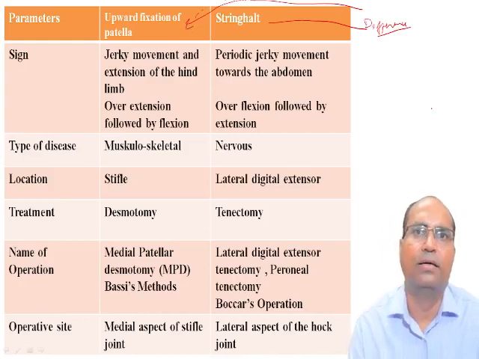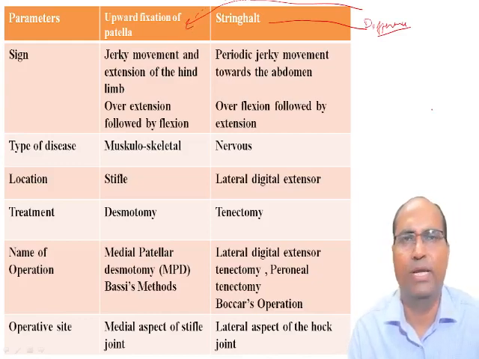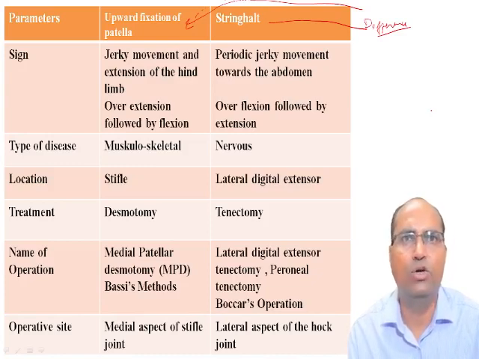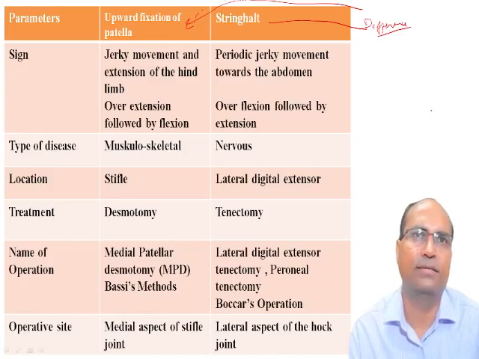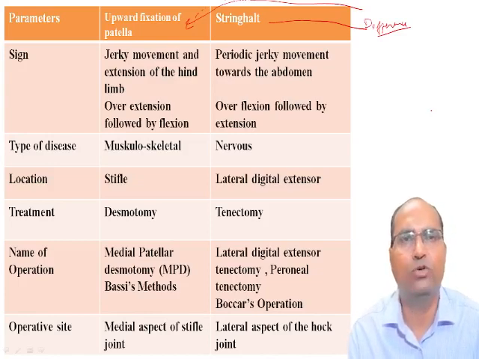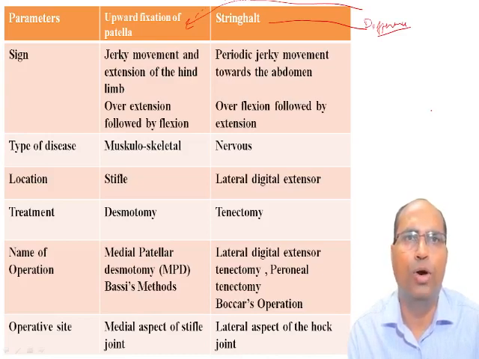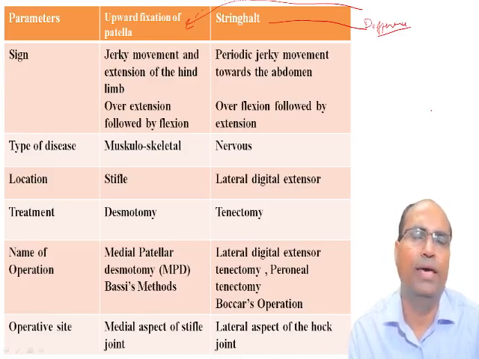Sign. In case of upward fixation of patella, there is jerky movement and extension of the hind limb; there is over extension followed by flexion. While in case of Stringhalt, there is periodic jerky movement toward over flexion followed by extension.